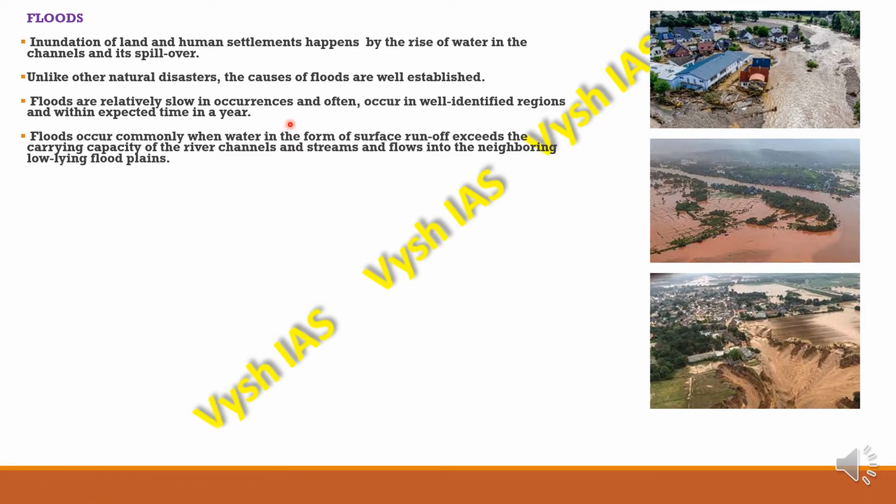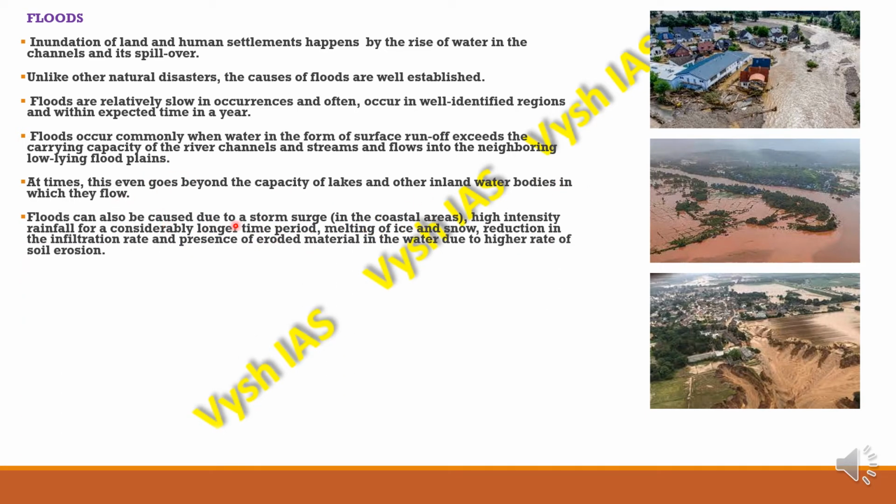Floods occur commonly when the water, in the form of surface runoff, exceeds the carrying capacity of the river channels and streams, and also flows into the neighboring low-lying floodplains. At times this will even go beyond the capacity of the lakes and other inland water bodies into which they flow. They can be caused by storm surge, as we read in the previous slide, in the coastal areas, and also by high intensity rainfall which takes place for a very long period of time. Also the melting of ice and snow through global warming.